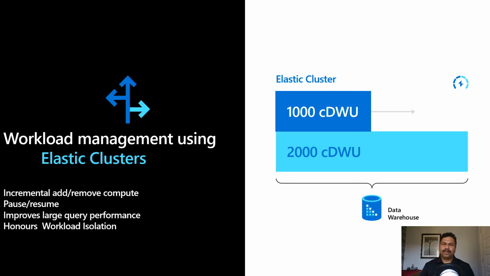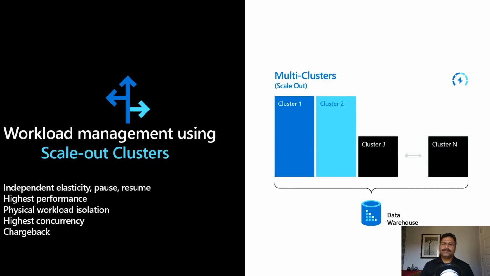With the elastic scale capability, you can now scale up on demand without interrupting the queries already running on the SQL data warehouse. For example, you can go from 1000 data warehousing units to 2000 data warehousing units as per your workload demand without interrupting any of the existing queries.